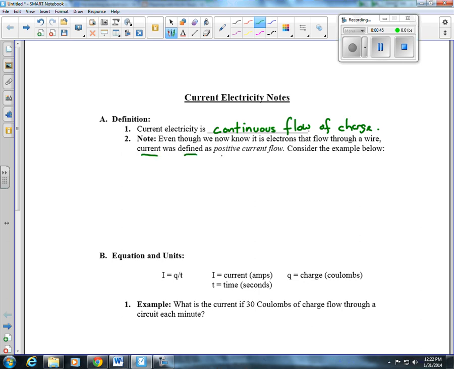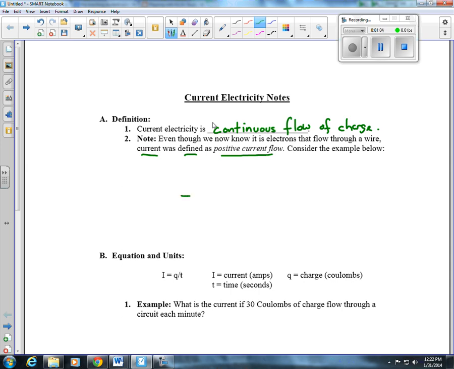current is defined as positive current flow. We know it's actually electrons, but Ben Franklin and the first people who started studying electricity, they didn't know about electrons. They knew one thing was positive, one thing was negative. They didn't know what was flowing. They assumed it was positives flowing, and that's how they defined current, and it's still how we define current today.